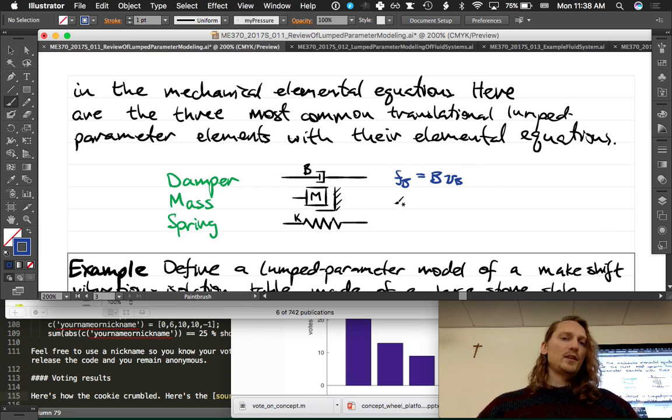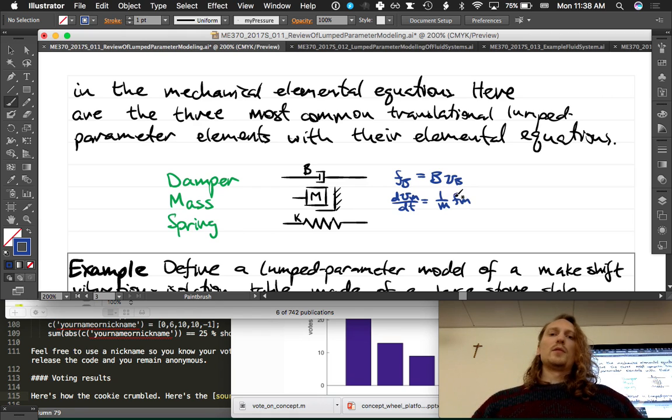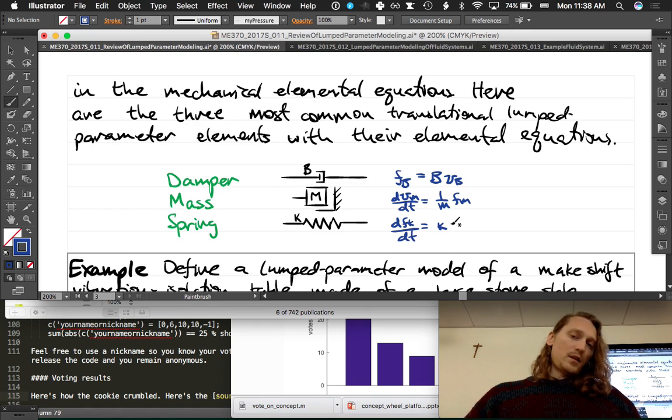And the mass, dVm/dt equals 1 over m times Fm. And this is just Newton's law, right? The damper just says that the force through it is proportional to the velocity. That's how I remember that one too. And then the spring is just Hooke's law, but it's differentiated. So it's dFk/dt equals k times what? Vk. Nice.